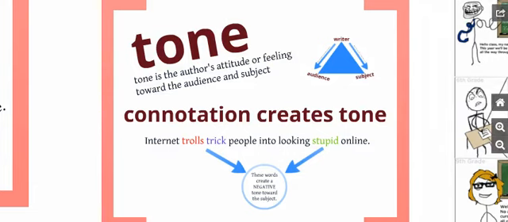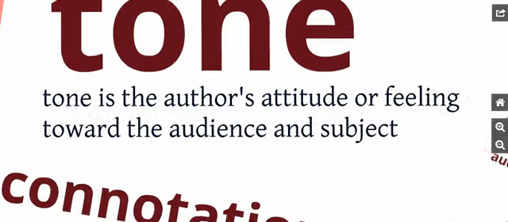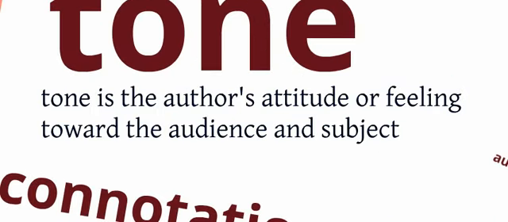So the next step to understanding connotation is to understand that when you think about the connotation of words in a larger piece of writing, all of that connotation together creates tone. And tone is the author's attitude or feeling toward the audience and the subject of the piece of writing. So the tone is where we kind of see how does the author feel about the subject they're talking about?